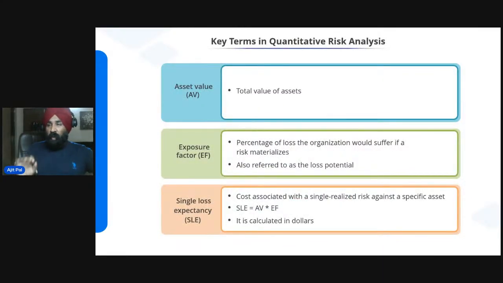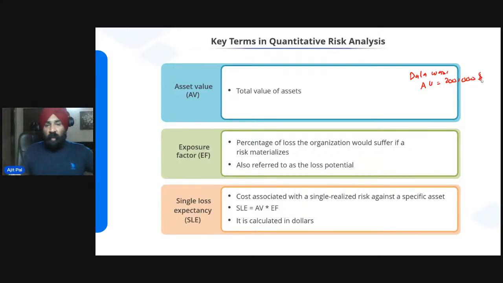I will take you through some mathematical calculation in the simplest manner. What is asset value? Let's take an example. There is a data warehouse, and the cost of that data warehouse is $200,000. So asset value is equal to $200,000, the total value.